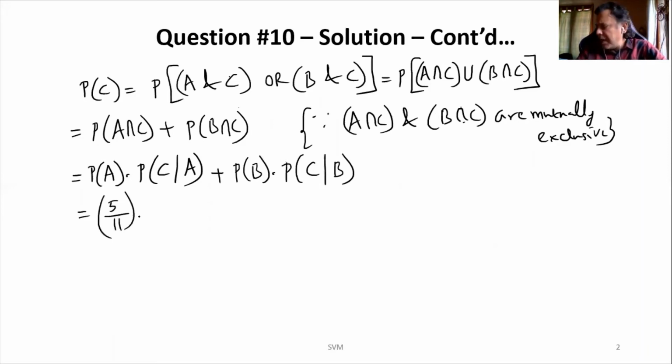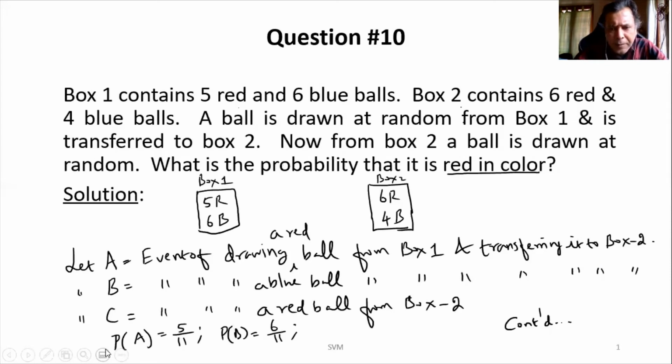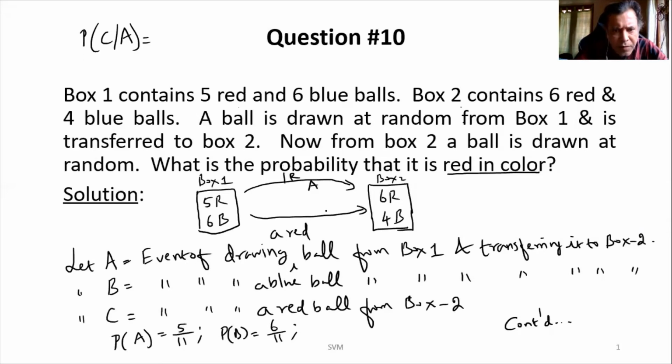What is this probability of C given that A has already happened? What does it mean? If A happens, what is the transfer? The transfer happening is one red ball. This is A. What do you mean by B happens? A transfer of one blue ball will happen. That is your event B, right?